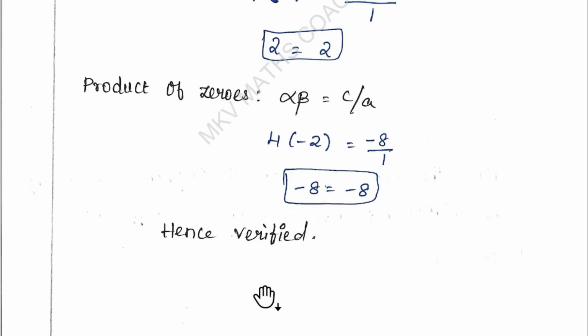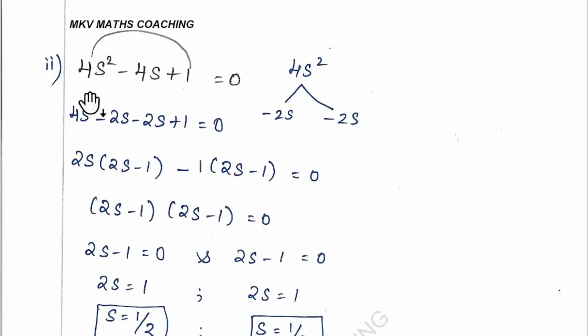Okay, so second question, 4s square minus 4s plus 1 equal to 0. So if you multiply first and third term, I am getting 4s square. I am going to split this so that I must get minus 4s, right? So there is only one possibility, 2 2s are 4, right? If I multiply minus into minus plus, 2 into 2 is 4, so 4s square. And if I add, I must get minus 2s minus 2s, that is minus 4s, right?